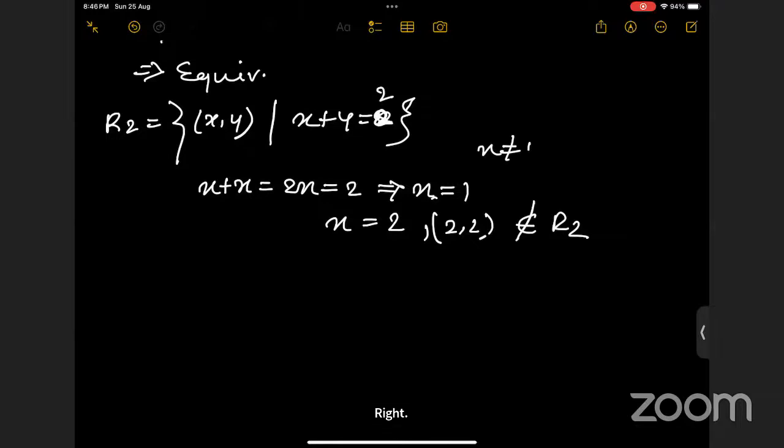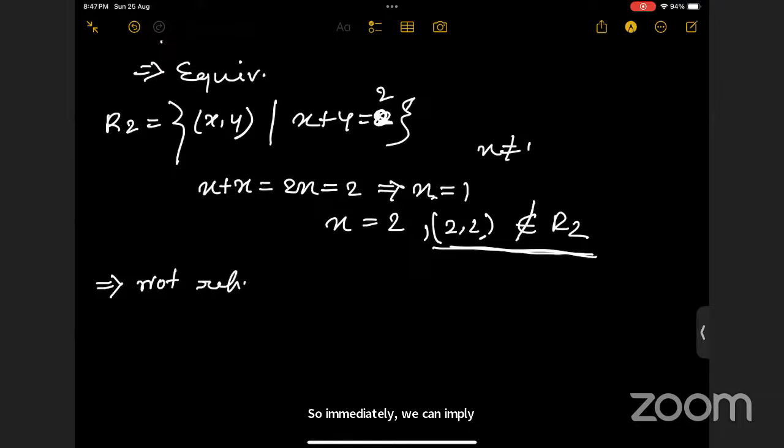So is it reflexive? No, it is not reflexive. So we get an example which is contradicting the condition for being reflexive, right? There is an element in Z such that the tuple (x, x) is not in the relation. So immediately we can imply it is not reflexive. Fine?